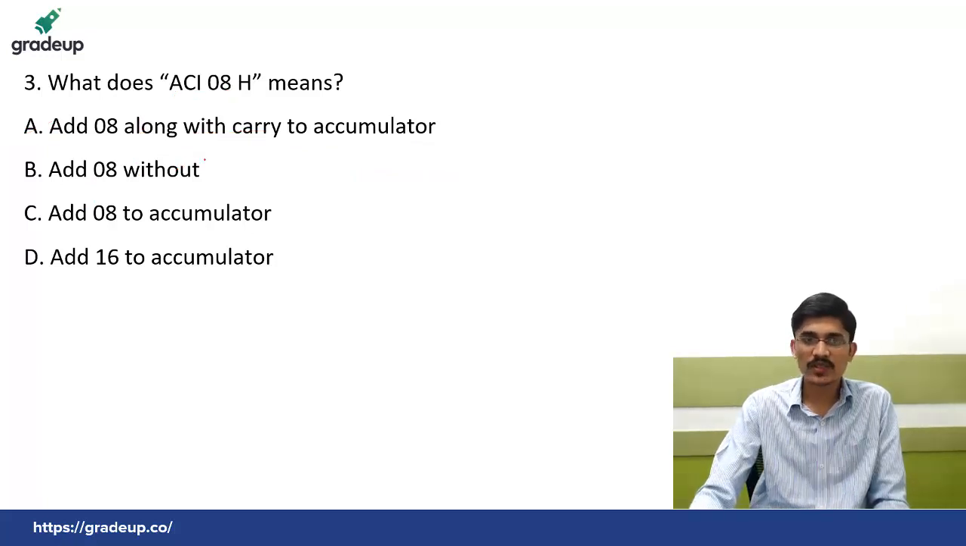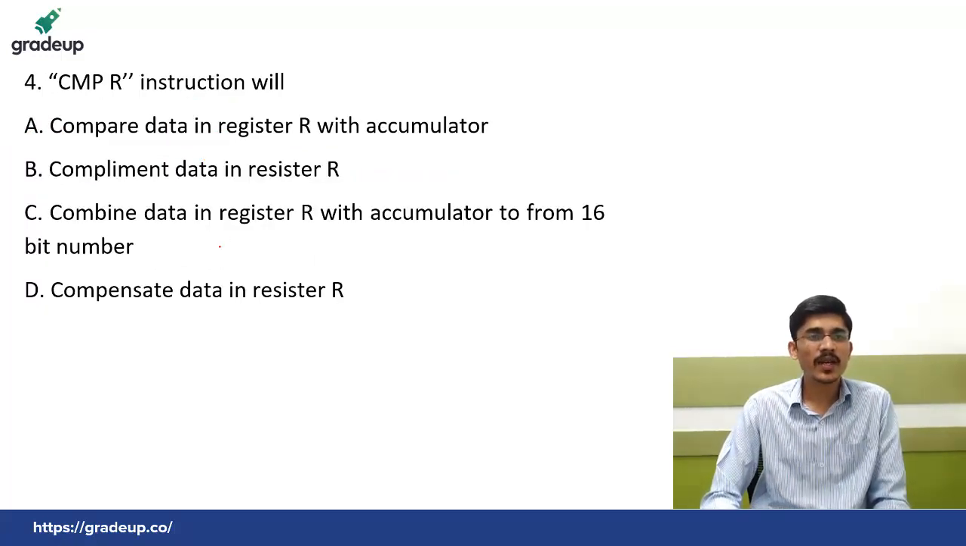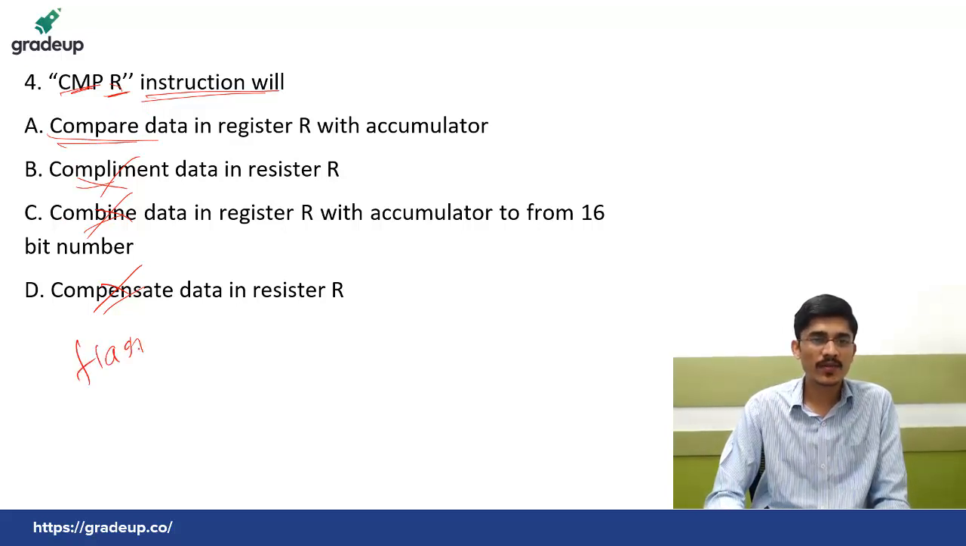Let's move to the next question. What is CMP R? CMP compares the contents of the register R. The first option is correct: compare the data in the register R with the accumulator. These are the wrong options: complement, combine, compensate, these are all wrong words. Just be alert that CMP is compare. It just compares the data. According to that, flags are affected, but register contents are not affected.